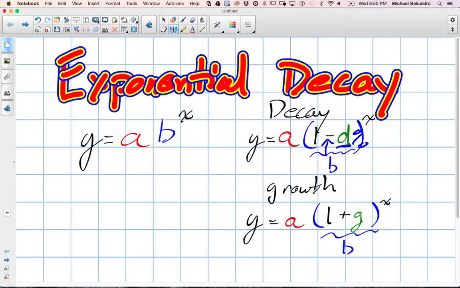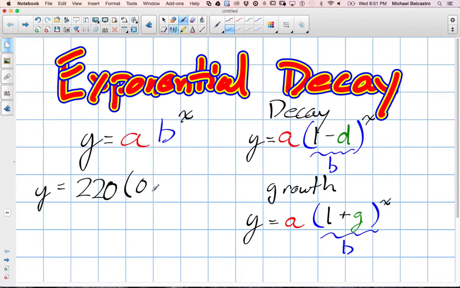And growth is just the opposite idea. Same thing. Our b is broken up, and it's 1 plus whatever we're growing by, which is some percentage. So this question has given us y is equal to 220 times 0.68 to the power t, and they want to know, is this growth or decay? How can you tell? And then we can find out a whole bunch of other information about that.